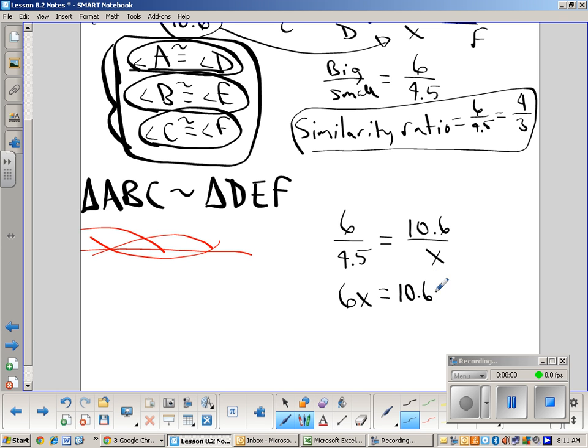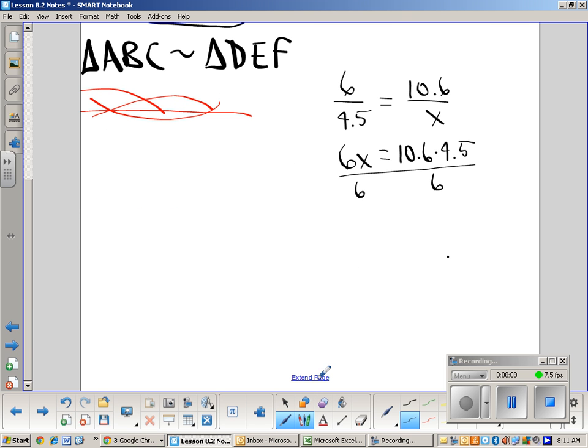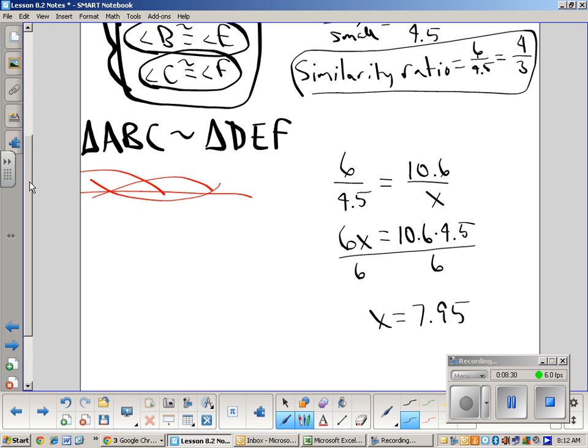10.6 times 4.5. If I divide both sides by 6, x is equal to, what is it? 7.95. Any questions on how we found that?